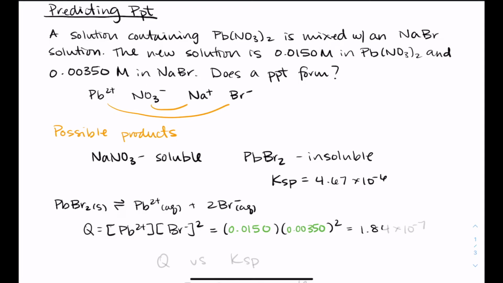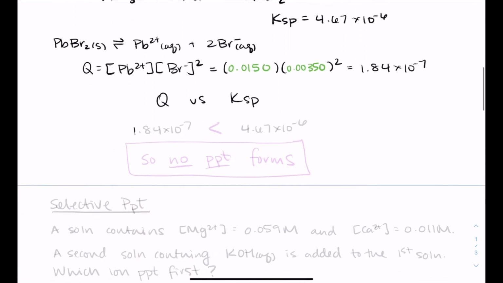That is my Q value, which is 1.84 times 10 to the minus 7th. Compared to KSP, it's less than the KSP. So no precipitate forms in this case. When I prepare it, it is an unsaturated solution. I could put more into solution, so there is no precipitate.